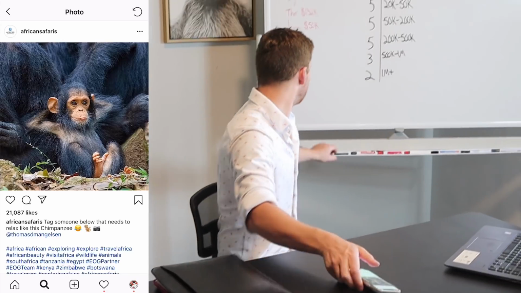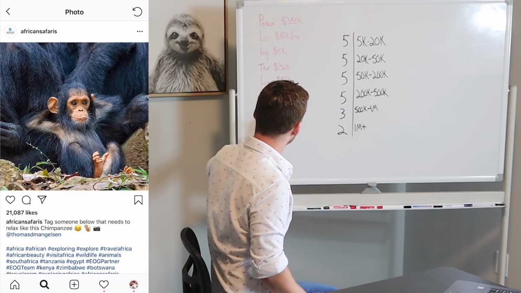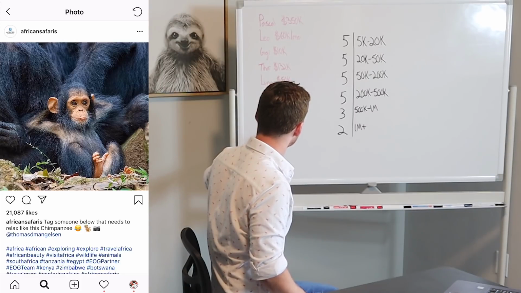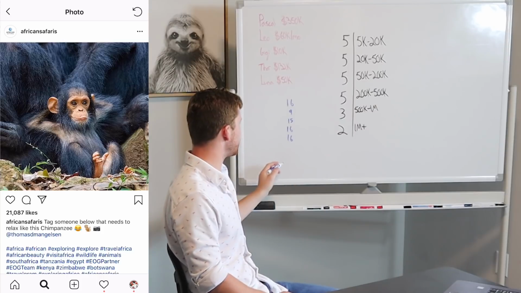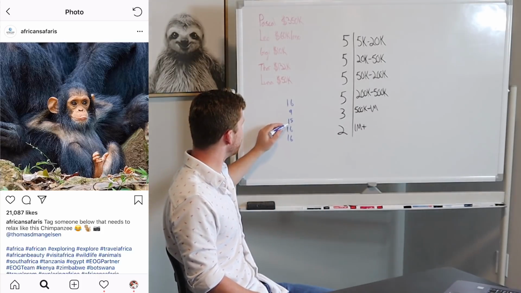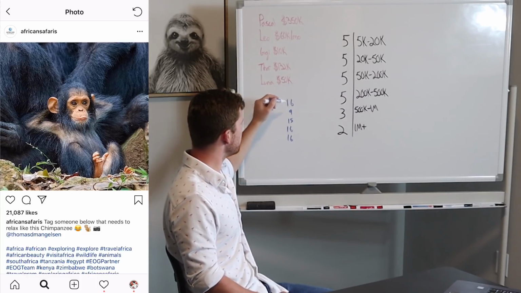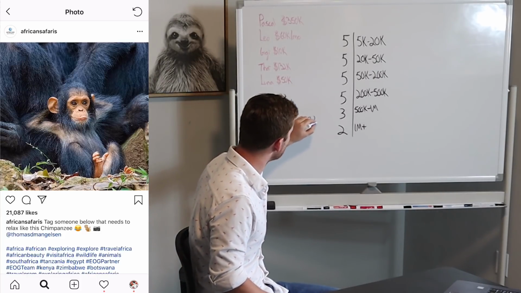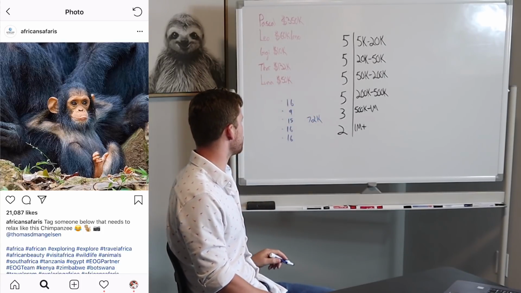So we have 16, 9, 15, 16, 16, all right? So there's 1, 2, 3, 4, 5 pictures that I just selected. That's 16, 32, 48, 58, 63, 72. So 72K likes across 1, 2, 3, 4, 5 pictures.